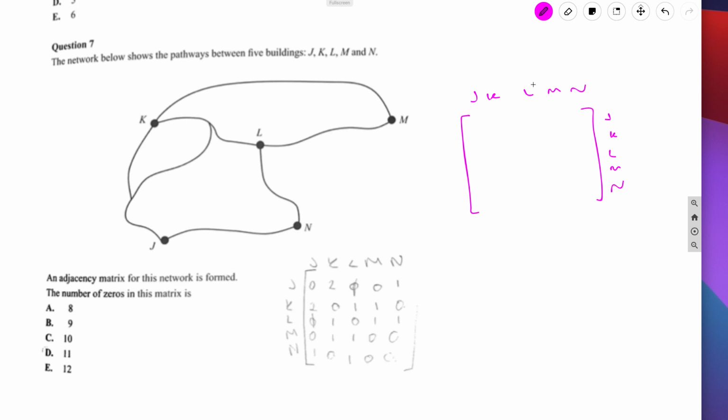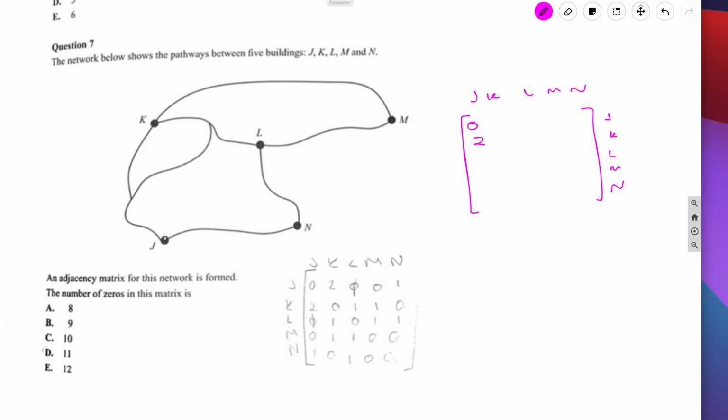So let's see. J first. I'll just go down the column. How many ways to get to each of them? So J to J, you've got to be really careful because these don't count as nodes or vertices. So is there a way for me to get looping from J back to J without passing through a node or through a vertex? No. J to K, I can go one way like this. I can go 2 ways. So that would be a 2. J, well, really I'm looking for zeros, right? So I should probably just bother with the zeros.